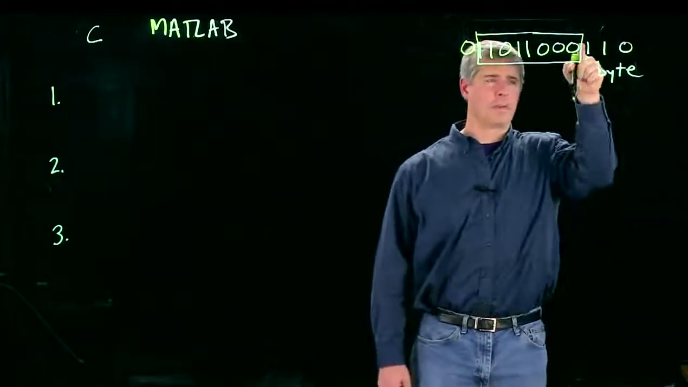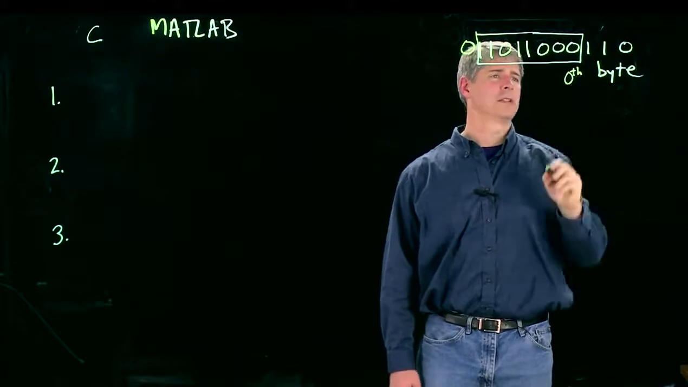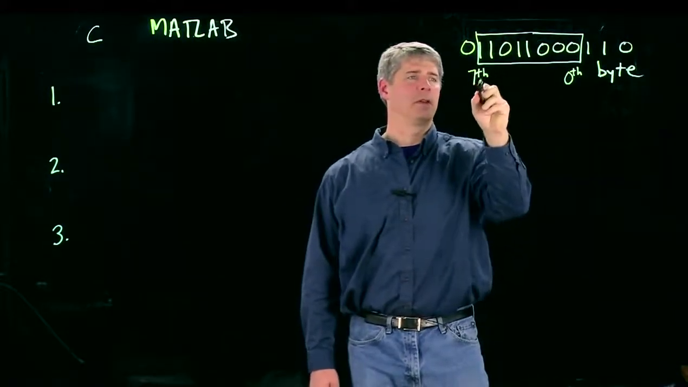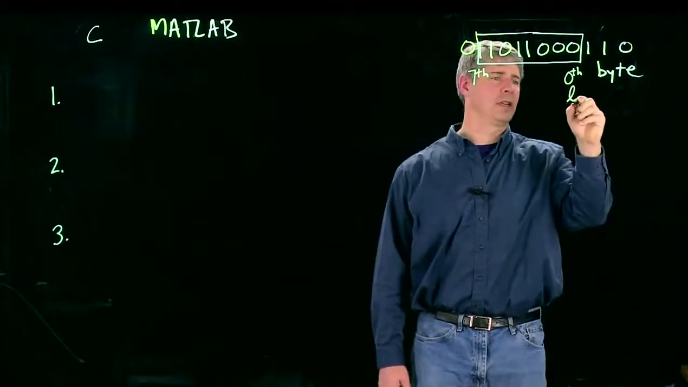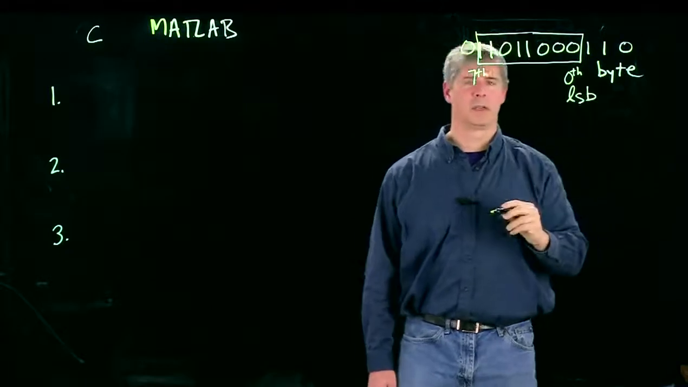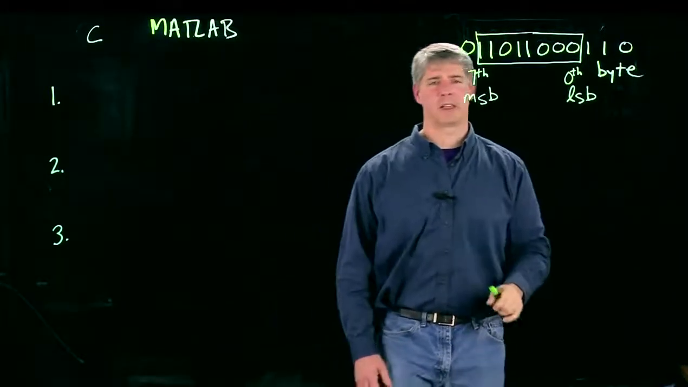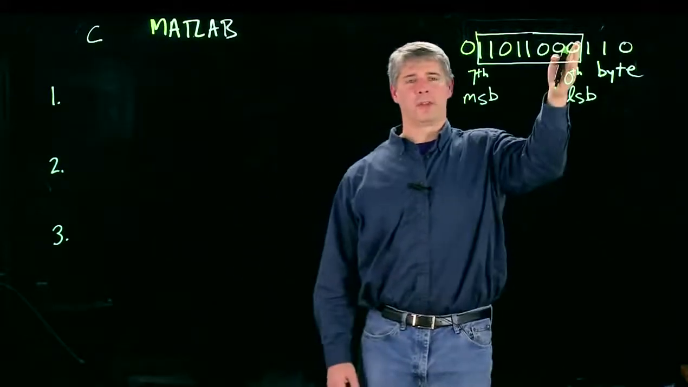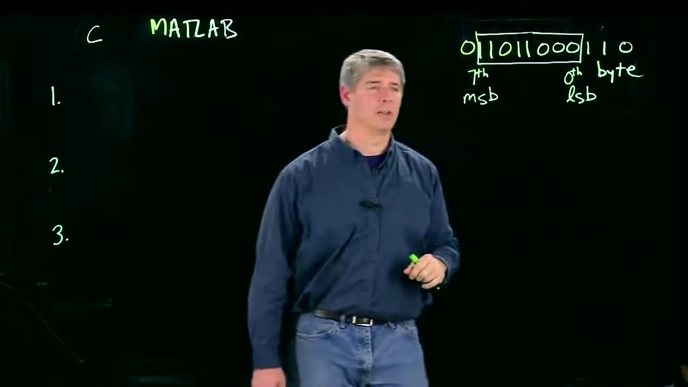I'm going to call the rightmost bit the 0th bit of the byte, and the leftmost is the 7th bit. And the 0th bit is also called the least significant bit, and the 7th is called the most significant bit. This makes sense because if you're thinking about a base 10 number, for example, the number in the right column is less significant than the number in the left column.